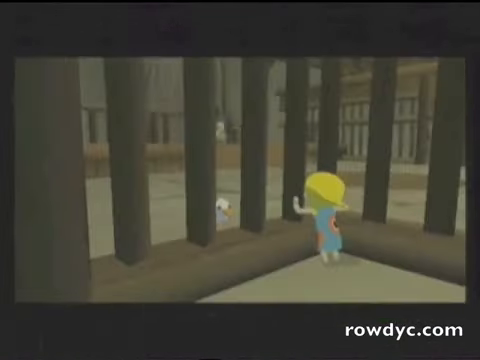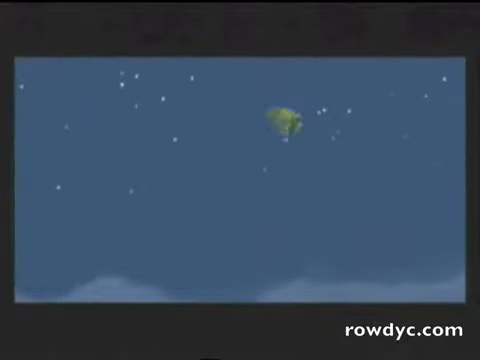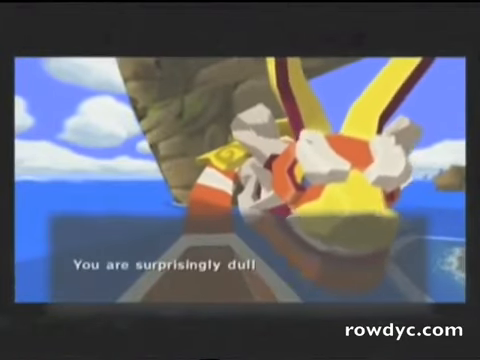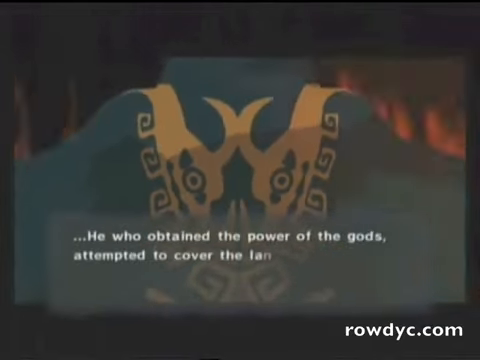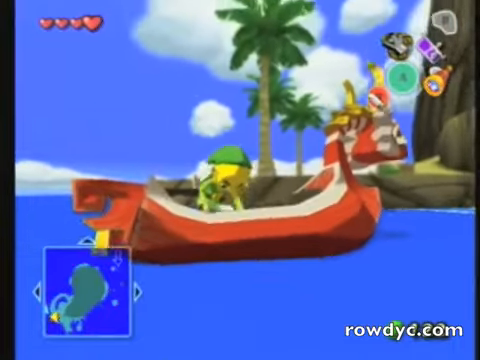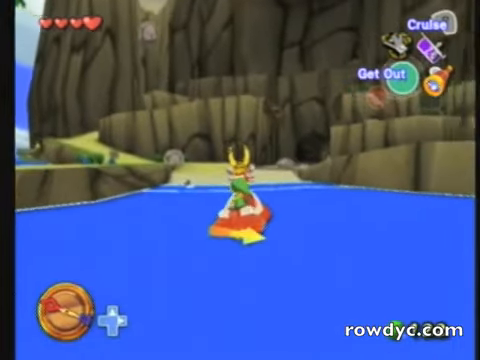But upon reaching her, the chicken, okay, the Helmaroc, tosses you into the sea, where you're rescued by a talking boat called the King of Red Lions, who tells you the evil Ganon has returned and only you can stop him. And thus the real game begins, where you travel across a vast ocean from island to island.